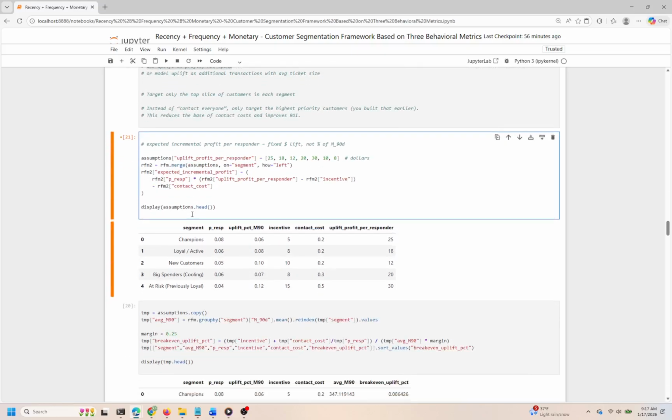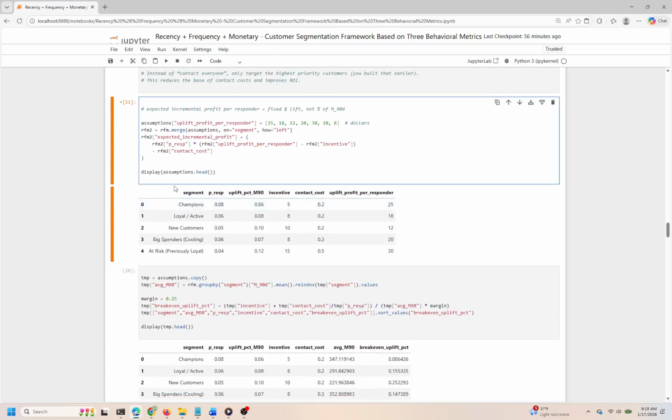Cell 16. In this cell, we're calculating the expected incremental profit for different segments based on specific assumptions about how much profit we expect per responder. This step is crucial because understanding the profit dynamics helps in making informed decisions about marketing strategies. The process begins by defining a list of expected incremental profit values for each responder in various segments. These values represent fixed dollar amounts, showcasing how much additional profit we anticipate from each segment, rather than a percentage.